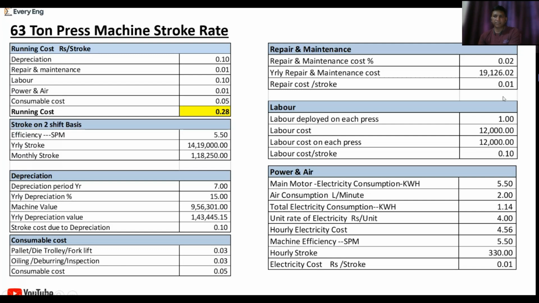Now the per stroke cost is 0.1 rupees. That is, if we use an old machine in old condition, at that time this cost is 0.1, yeah, 0.05 paisa.